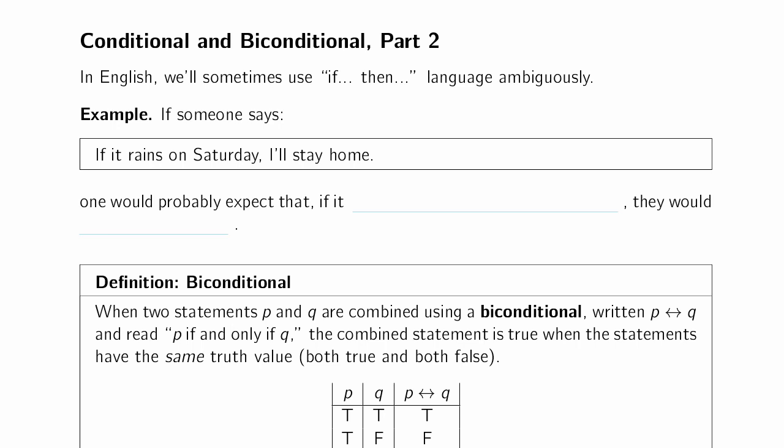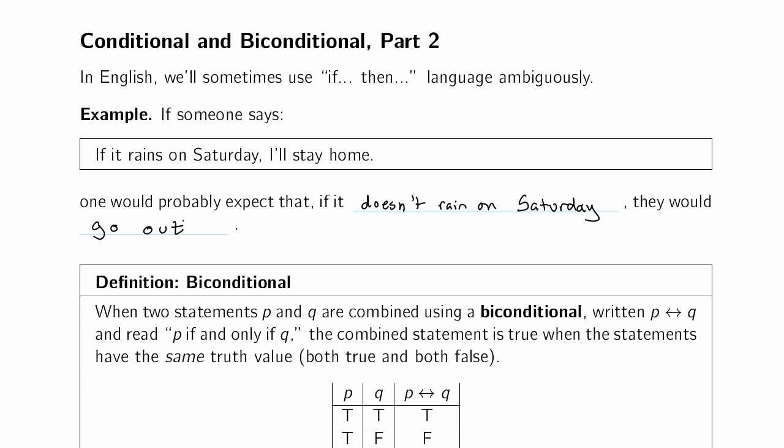Well, if someone says to you, if it rains on Saturday, I'll stay home, you probably expect that if it doesn't rain on Saturday, they would go out. In fact, the normal thing would be for them to say, if it rains on Saturday, I'll stay home, in the middle of a conversation where they're telling you about all the fun things they're going to do on Saturday that involve going out. So in English, that if-then language sometimes doesn't mean what we mean by if-then in formal logic.